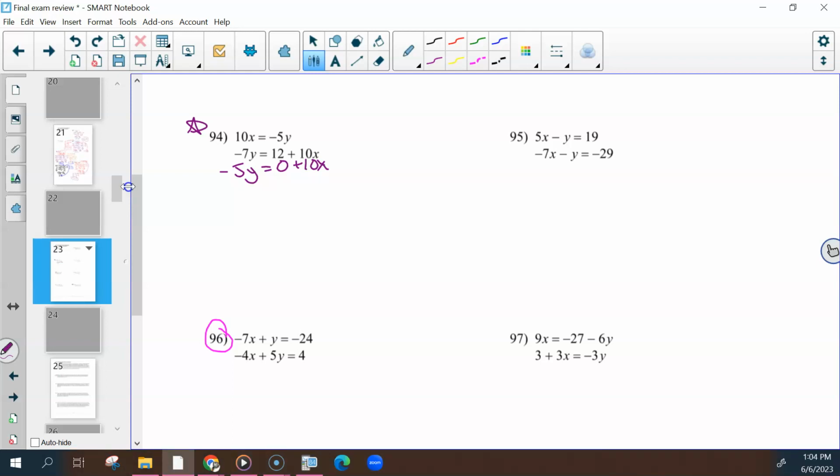Then you're looking for which one has the same common coefficient, or the same number before the variable. The x's have that. Then you have to think about how we could eliminate that by adding or subtracting. 10 minus 10 will give us 0, so we're going to subtract the entire equation from the other.